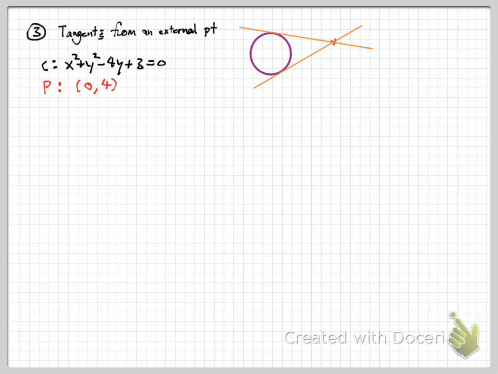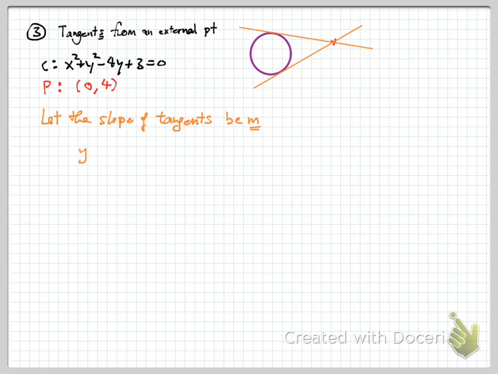We don't know the slope of the orange line, so maybe we assume the slope is m. We let the slope of the tangent be m. Probably at the end we will get two answers for m.